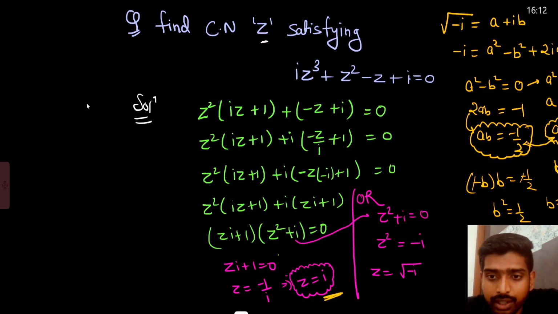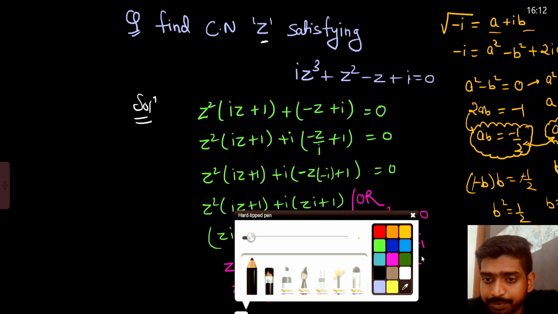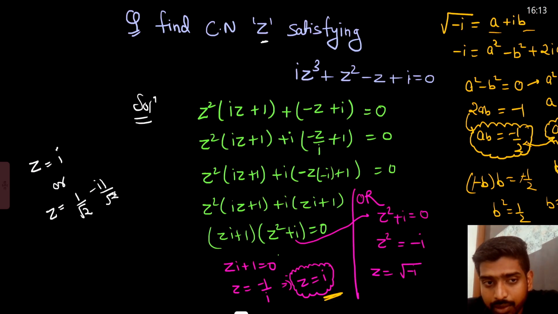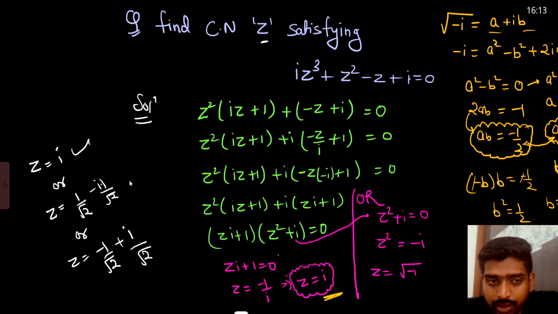First solution we got this one, and next solution we got after finding the value of a and b. So the z value finally we will get: first value of z is iota, or the next value of z is when a is plus 1 by root 2, b is minus 1 by root 2. Got it? Now one more value of z, when a is minus 1 by root 2, b at that time is, both are of opposite sign, right? b at that time is 1 by root 2. So either this one or this one or this one. There are three complex numbers which will satisfy this equation.